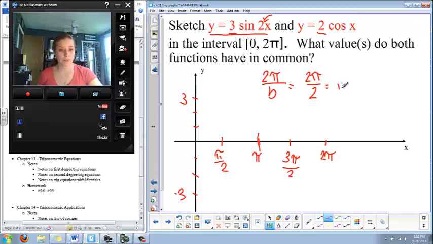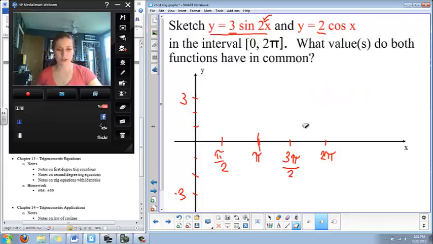So it tells me how much space do I have to make one curve. I have pi radians. So between 0 and pi, I have one curve. Between pi and 2 pi, I have another curve. So these questions are really easy with 2 or 1. But if you have a harder one, you can always resort back to that.